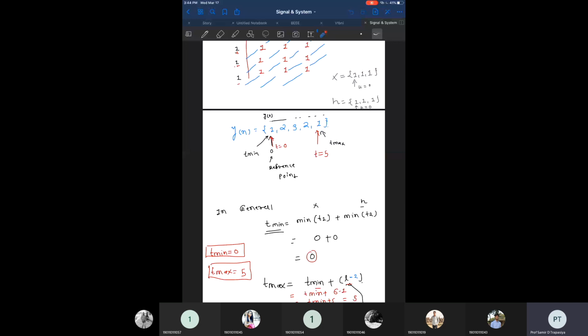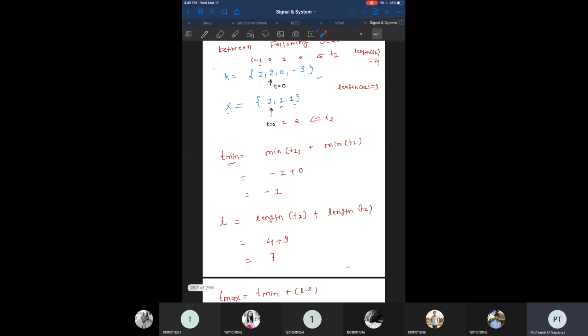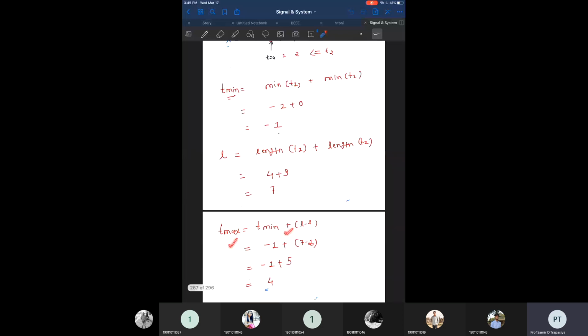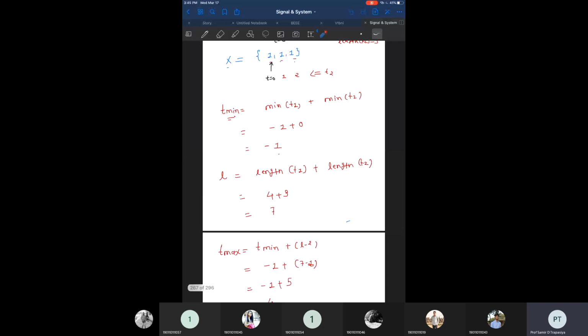For an example, h is given as 1, 2, 0, minus 3, and x is equal to 1, 1, 1. We will find the T minimum value over here. L we can find out in the same way, right? T maximum we can find out by T minimum plus L minus 2. And then by using this tabular method, we can identify all these elements, right? But here we find the T minimum point is minus 1. It means the first value of y is located at t is equal to minus 1, right?